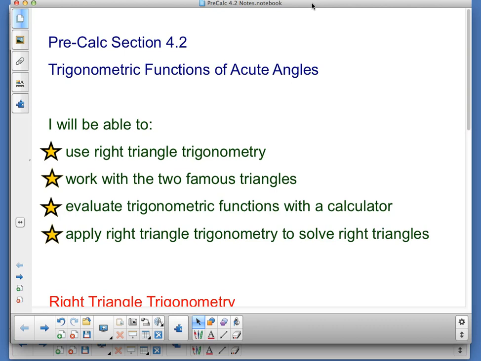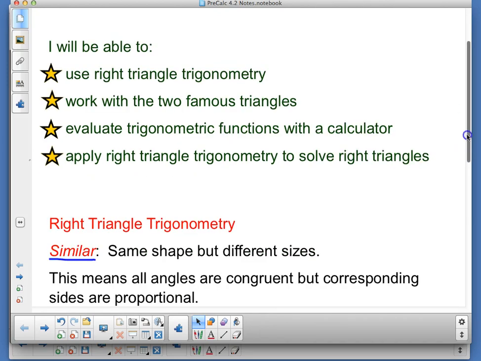Okay, work with the 2 famous trig triangles. Hey, 45, 45, 90, 30, 60, 90. Evaluate trig functions with your calculator, knowing that you have to be in radian or degree depending on the angles you're working with. Apply right angle trig.